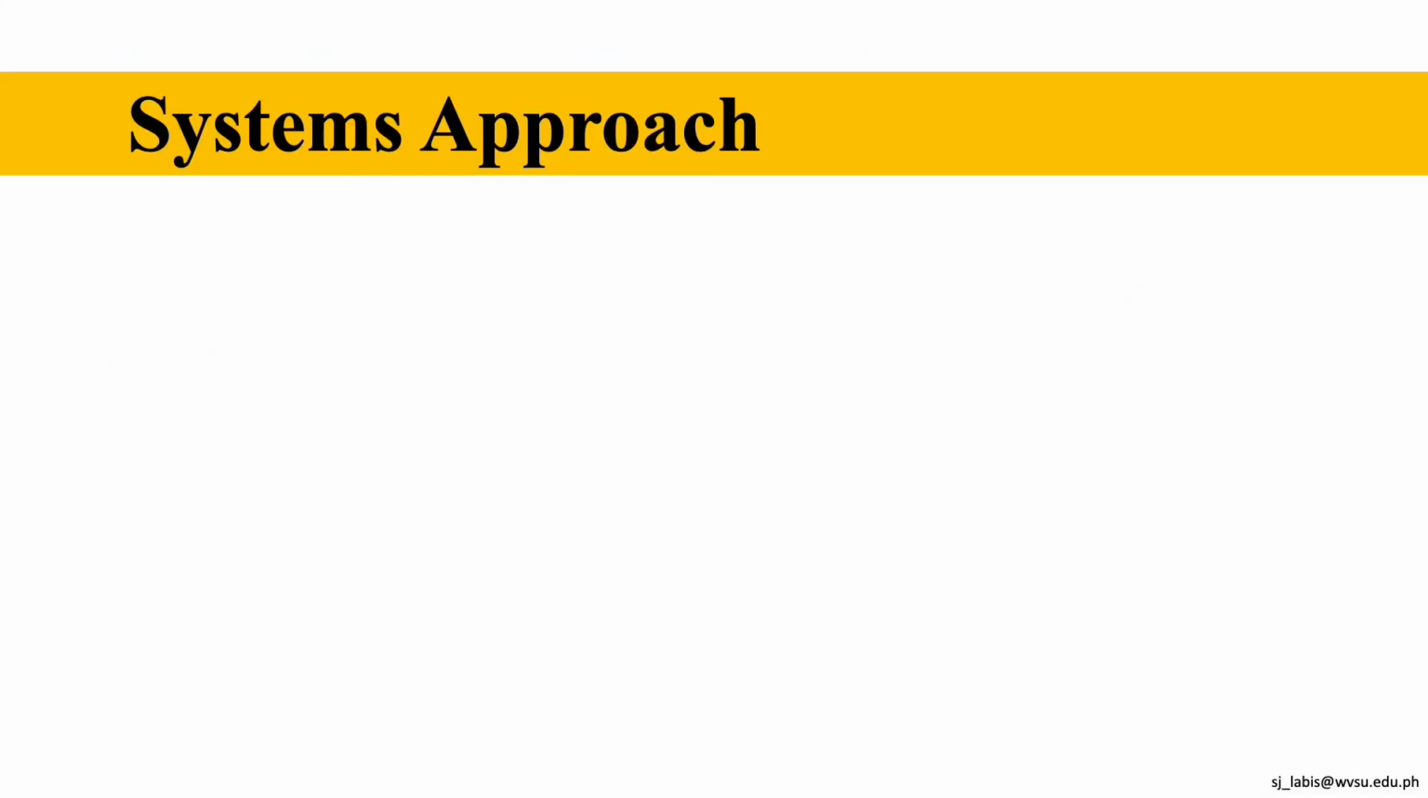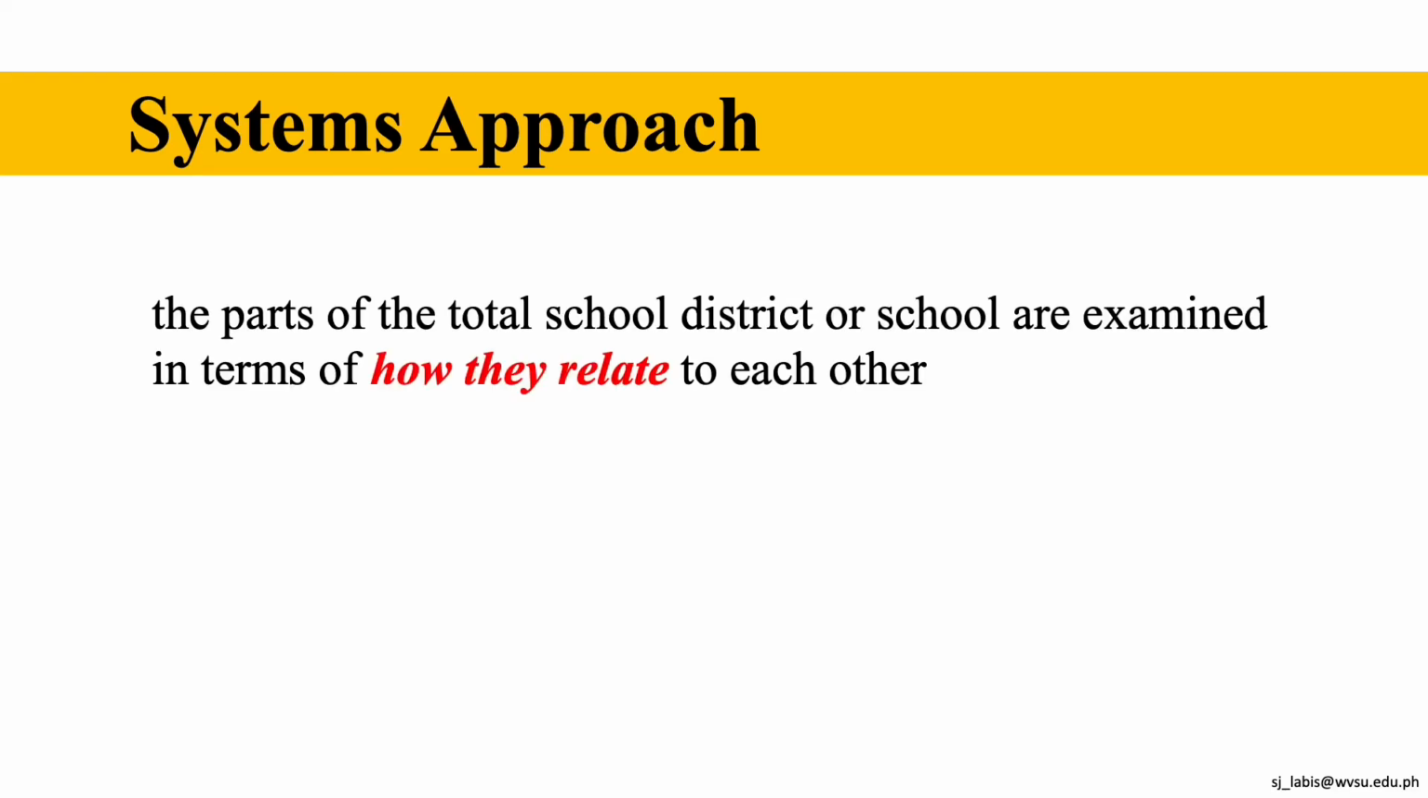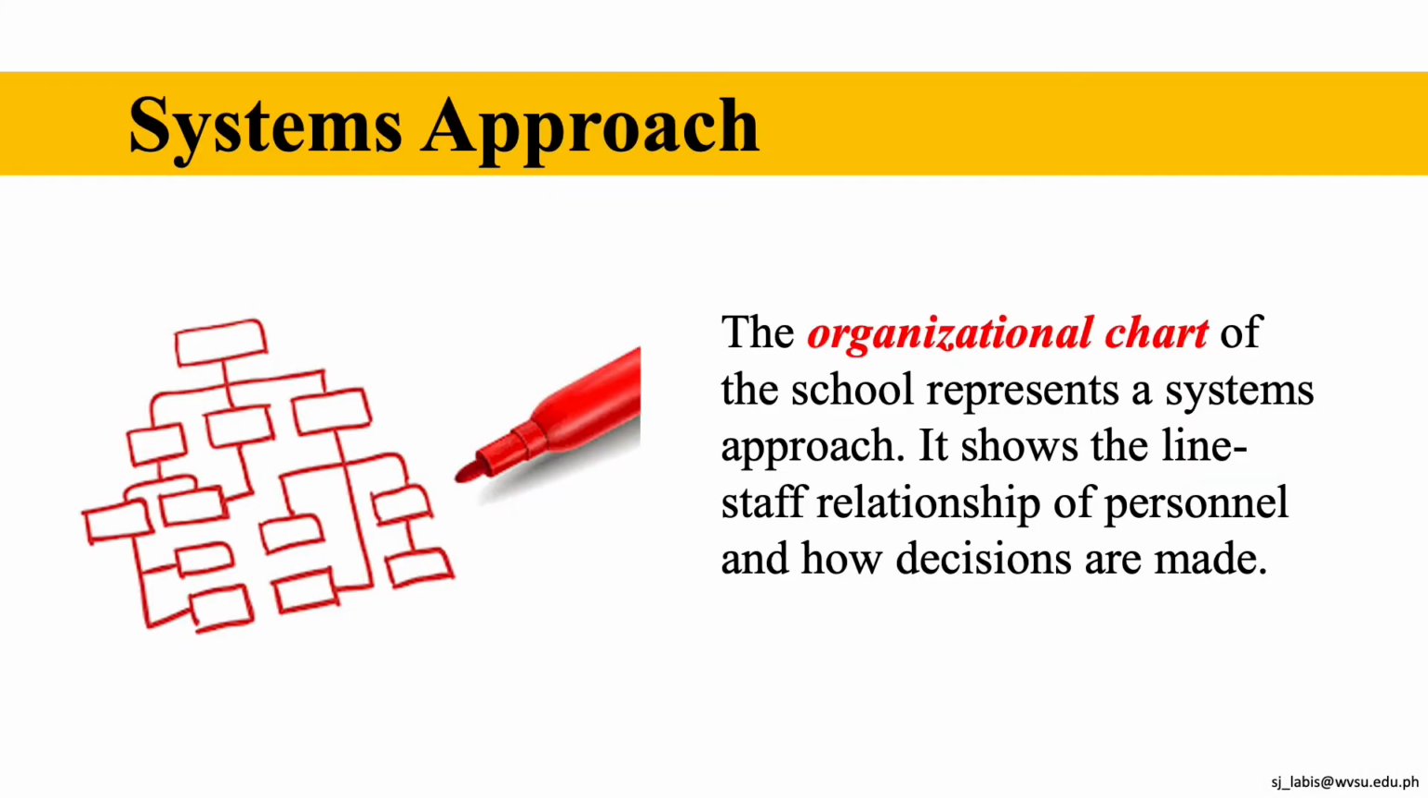Now let's move to the next one, and that is the systems approach. The parts of the total school district or school are examined in terms of how they relate to each other. The organizational chart of the school represents a systems approach. It shows the line-staff relationship of personnel and how decisions are made.